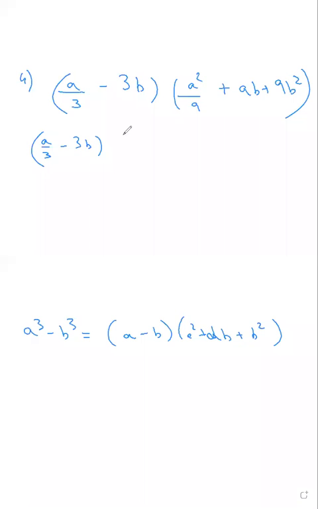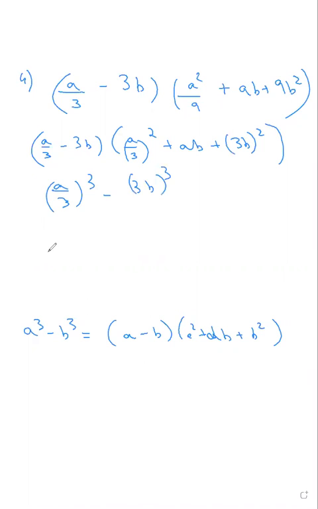Minus 3b. Yeah, so what do we do first? We need to write this in this format. Okay. Yes, sir. A upon 3. We need to write it in this format. So then therefore this will become a by 3, the whole thing cubed, minus 3b, the whole thing cubed, right?